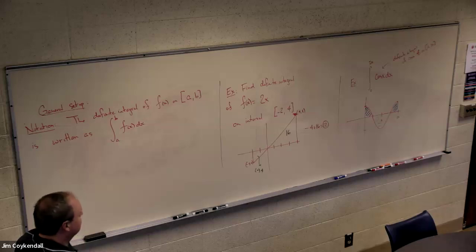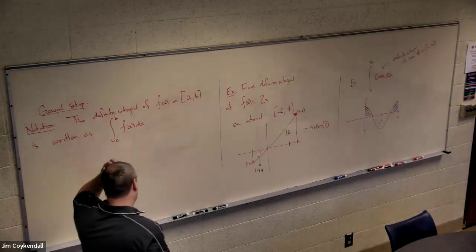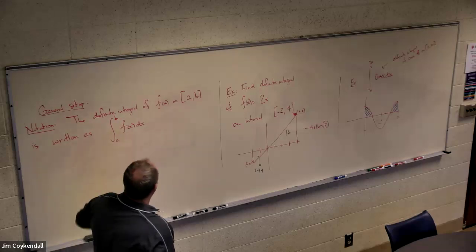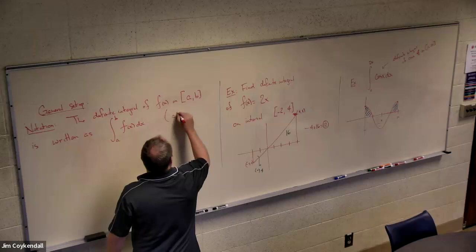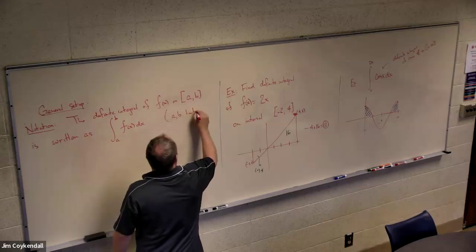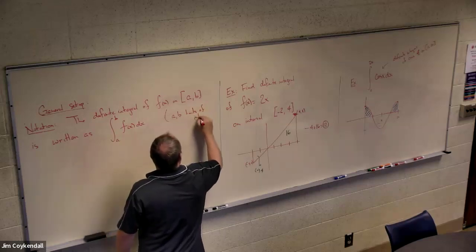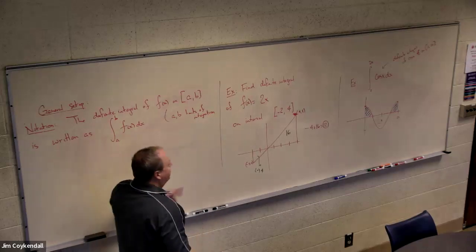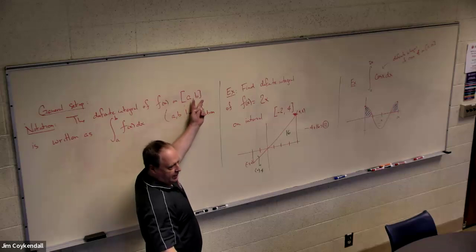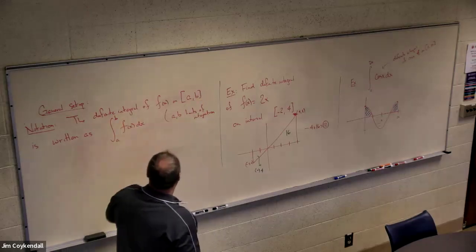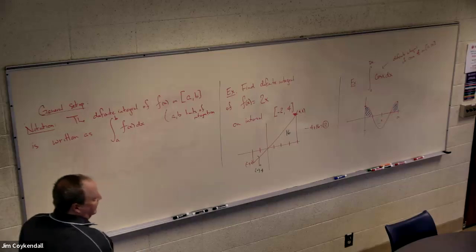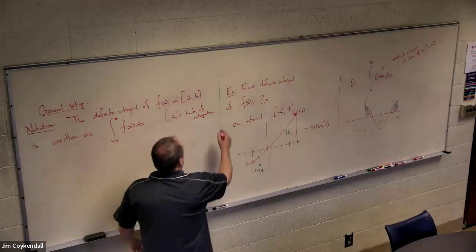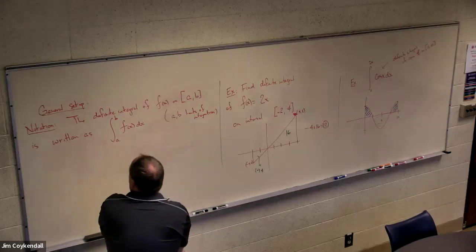So this part, these are called the limits of integration. They're basically the endpoints of these intervals, right? This is just the interval you're looking at. And f of x is called the integrand. It is the function that you're trying to find this number for.